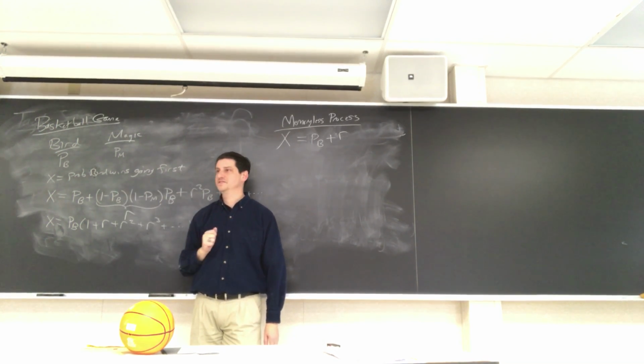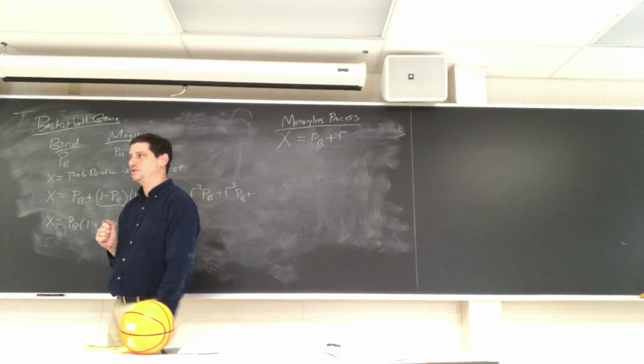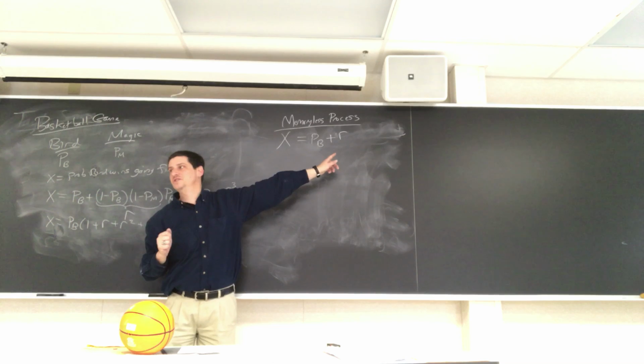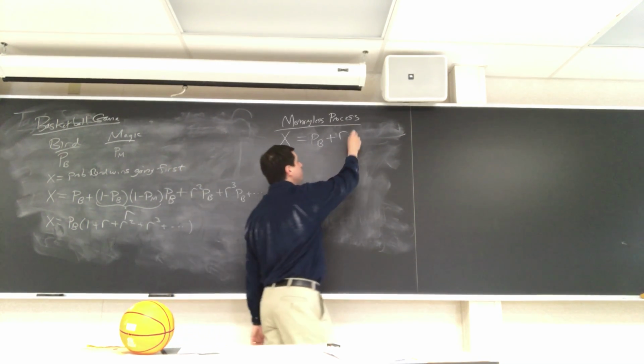What is X defined as? The probability Bird wins, given that Bird shoots first. Given that they both missed, what's the probability from this point onward that Bird wins? X. It's X. We've just reset the game.